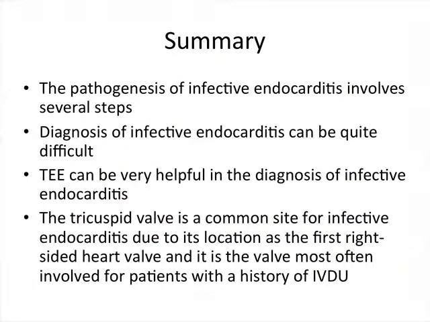In summary, the pathogenesis of infective endocarditis involves several steps, including endocardial injury, thrombus formation, and bacterial seeding of the thrombus. Diagnosis of infective endocarditis can be quite challenging and involves history and physical examination, echocardiography, often both transthoracic echocardiography and transesophageal echocardiography, and microbiological evidence.